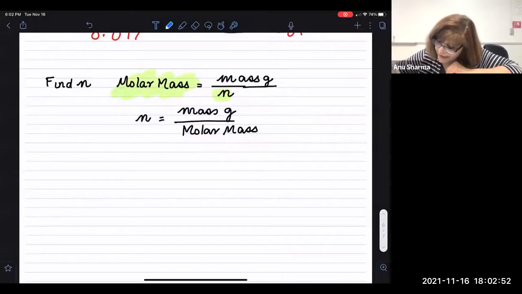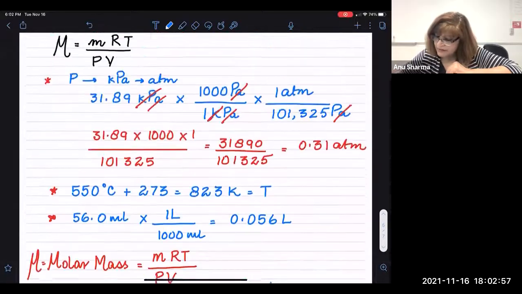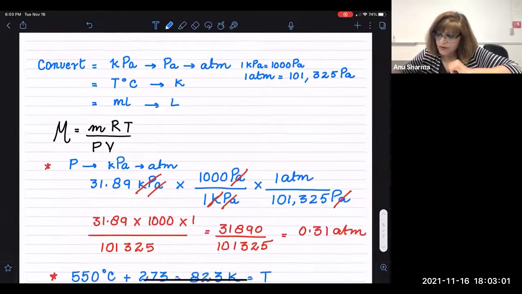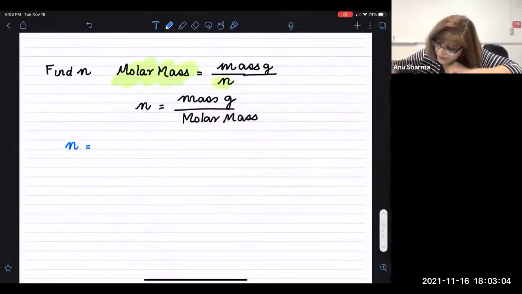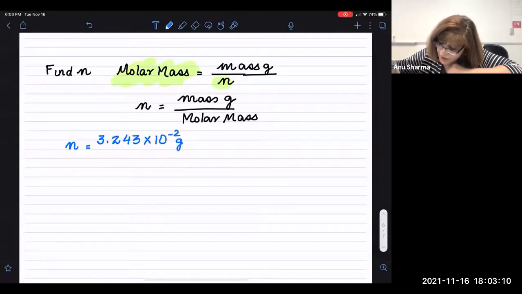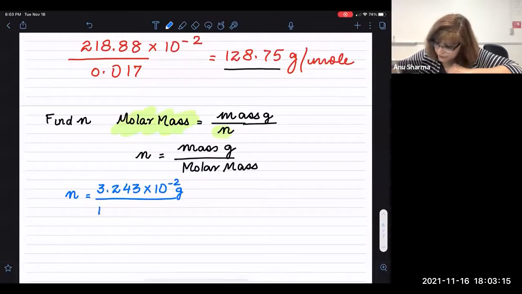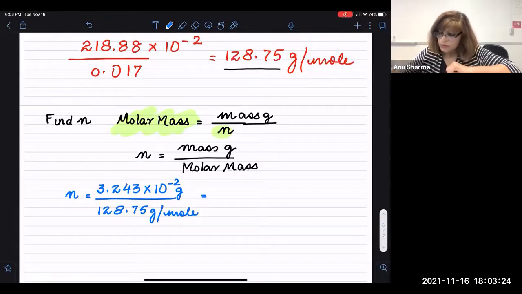So let's do that. N is equal to the mass that is given in grams, which is 3.243 into 10 to the power minus 2 grams, over the molar mass we just now calculated, which is 128.75 grams per mole. And so this is going to give you the number of moles. So let's do this.